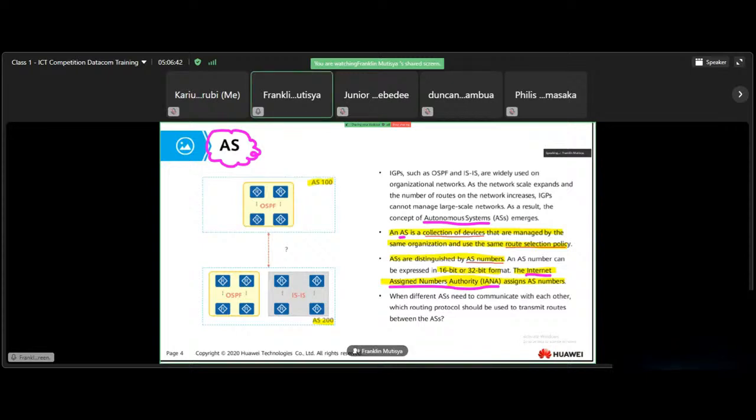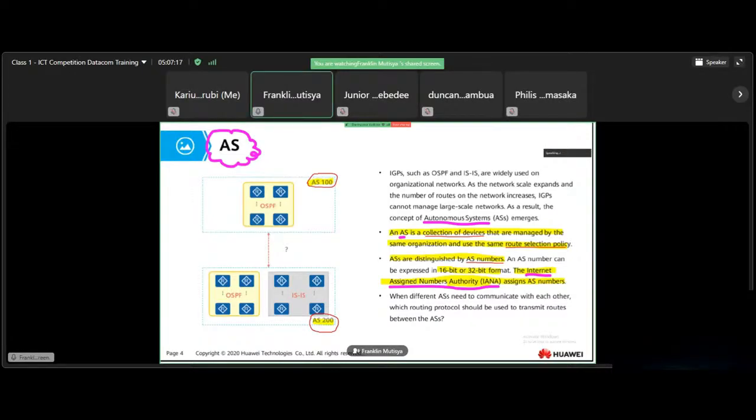To identify these organizations' networks, or what we are calling autonomous systems, we use what we call an autonomous system number. For instance, for the network shown on this diagram, we have autonomous system number 100 and autonomous system number 200, to distinguish the autonomous systems. So an autonomous system number is the ID that uniquely identifies an organization's network.